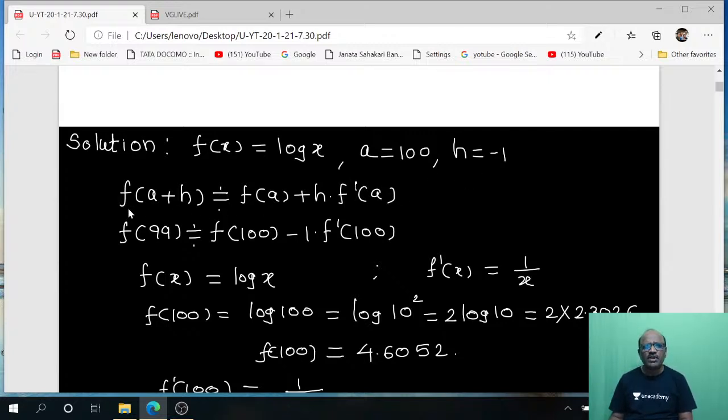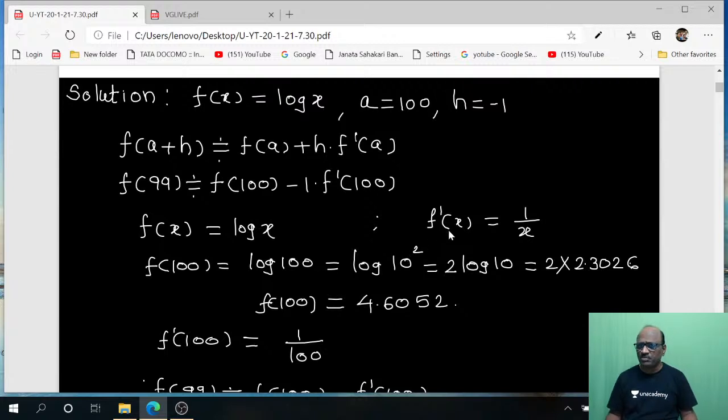Now what is the formula for the approximation? f of a plus h is approximately equal to f of a plus h into f dash of a. Therefore f of 99 is approximately equal to f of 100 plus, substituting h equal to minus 1, minus 1 into f dash of 100. The given function is f of x equal to log of x. Then what is the derivative of log of x? It is 1 upon x. Therefore f dash of x is equal to 1 upon x, and we'll find the value of f of 100 first of all.